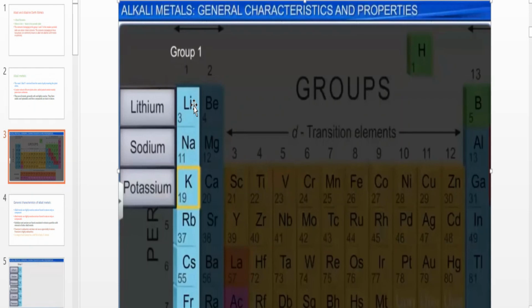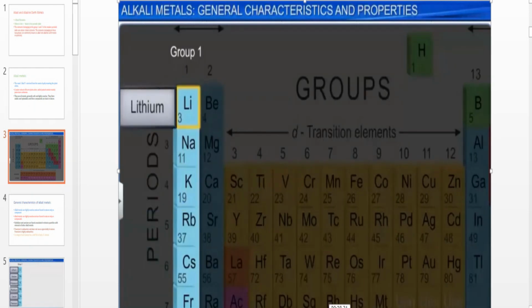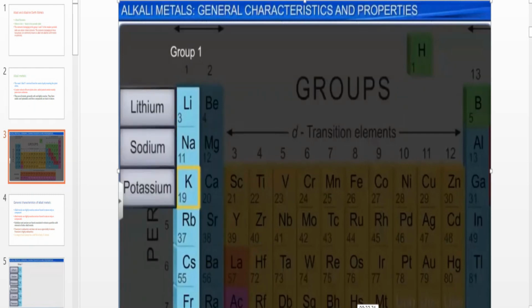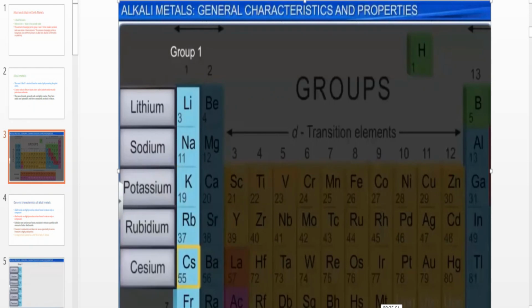This group 1 comprises lithium, sodium, potassium, rubidium, cesium and francium. Okay, there are 7 elements found in the first group. These 7 elements are called what? S block elements or alkali metals. The other name of this group is S block or alkali metals.